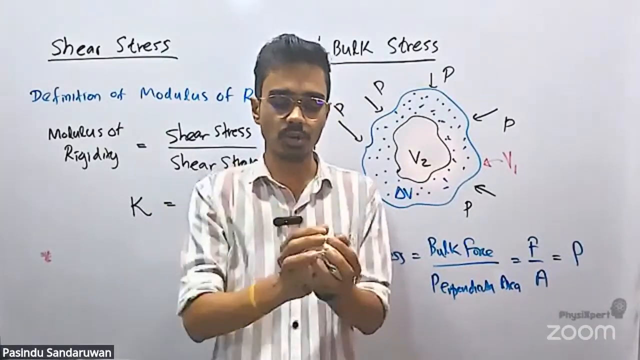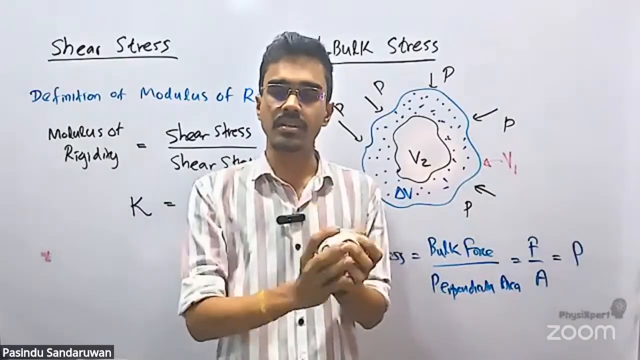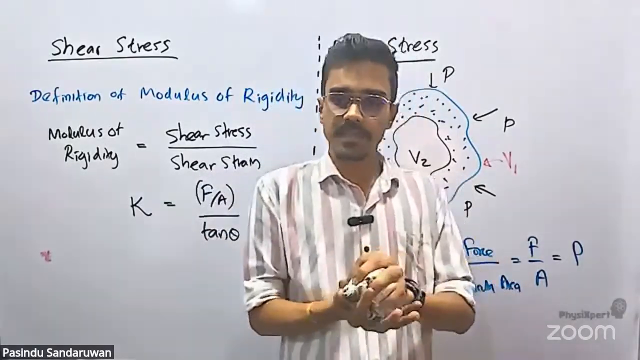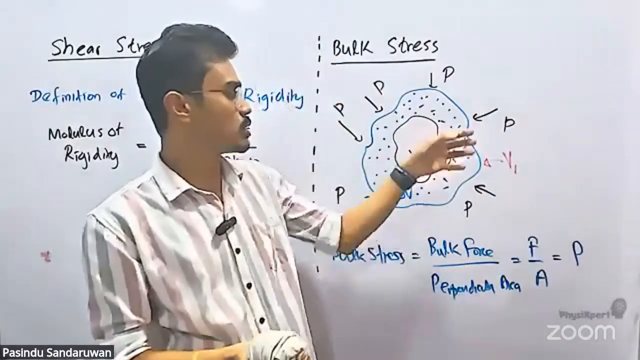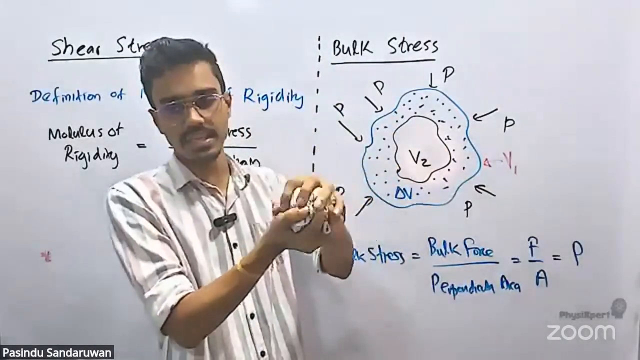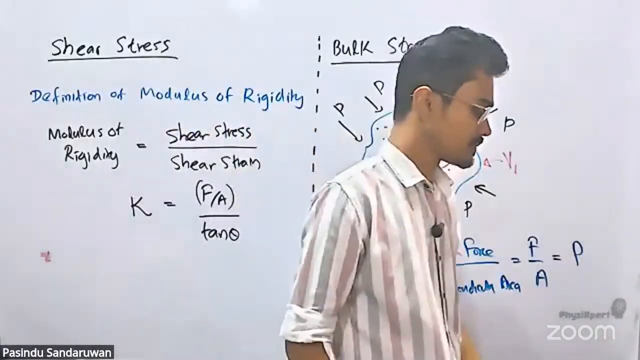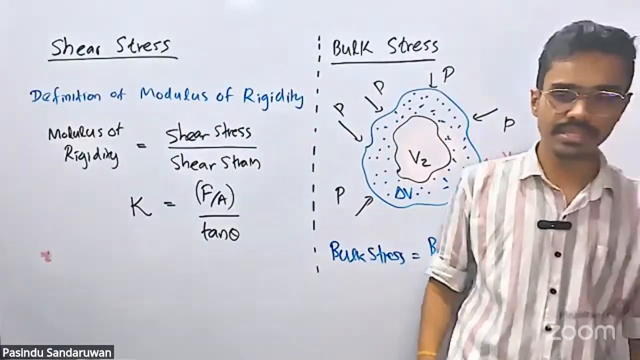Then as an overall, we can consider total pressure as P, right? When the volume contracts, I have considered the initial volume as V1 and the final volume as V2. The change of volume now is delta V.